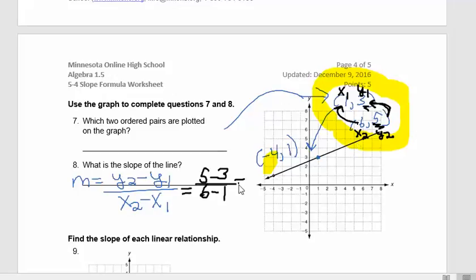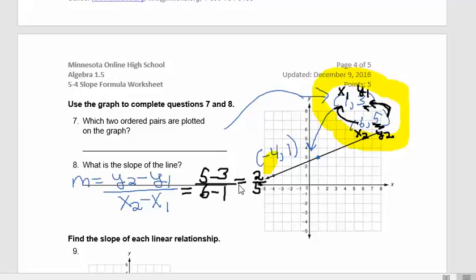And then you just simplify. 5 minus 3 is 2. 6 minus 1 is 5. And you should check and make sure that your slope matches your line. Yeah, it's positive, and I got a positive answer. And it cannot be simplified anymore, so then that's it, you're done.